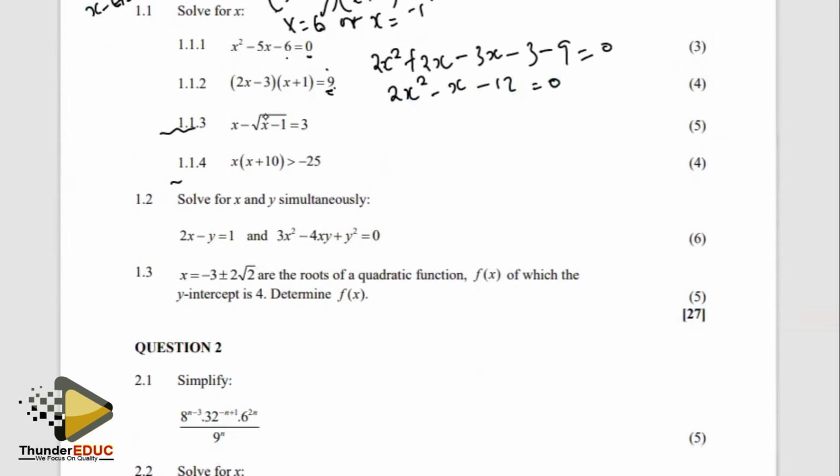Then 1.1.4, which is the inequality. So still, this other side is not a 0, so we have to open up. So that's going to be x squared plus 10x. Let's move the 25 that side, which will be plus 25, is greater than 0. Then let's factor that. So we said x squared plus 10x plus 25 is greater than 0.